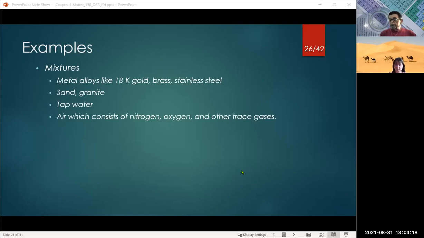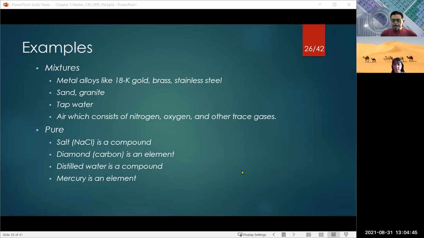Sand, granite, tap water is a mixture because if you analyze the tap water, it comes in with all kinds of stuff in it. Yes, it's been cleaned up, it's been purified, but you got a lot of metal, you got a lot of ions and chlorides and minute organic material, so on and so forth. Air is another example of a mixture because it's a mixture of gases.